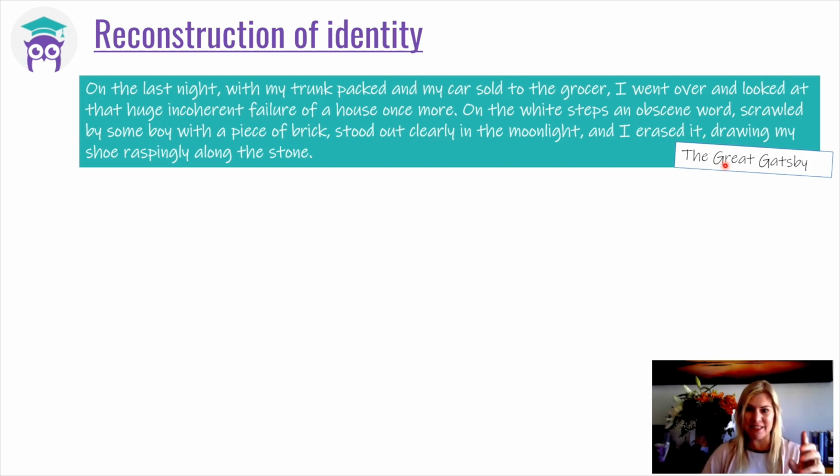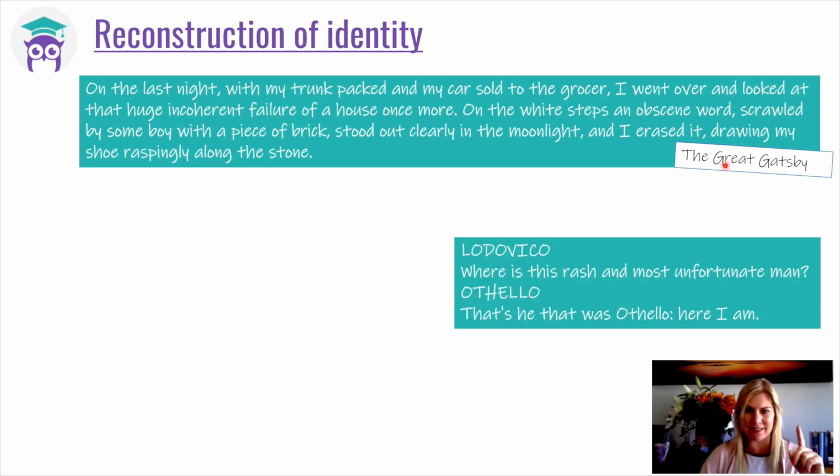In Othello, there is also an attempt to reconstruct identity and to come back to a kind of sense of greatness, but it is Othello that does it. Now, this is Act 5, Scene 2. After he's killed Desdemona and everything has been found out, and Iago's been found out, Lodovico comes in and says, "Where is this rash and most unfortunate man?" Very, very generous adjectives he is giving Othello here. Most unfortunate. Yes, it is quite unlucky, isn't it, when you murder your wife?